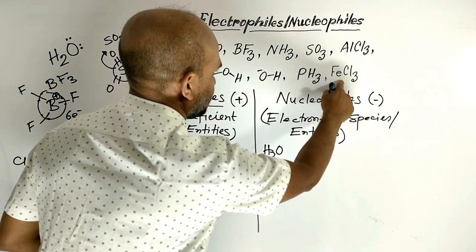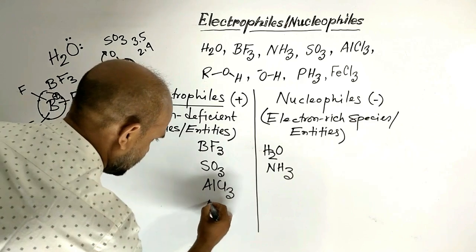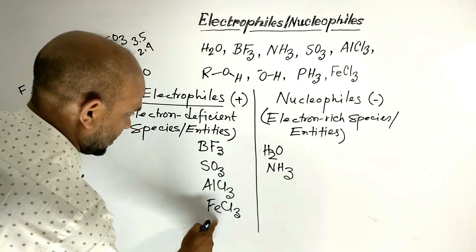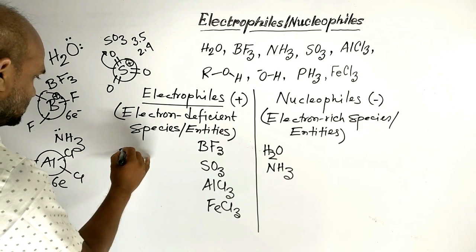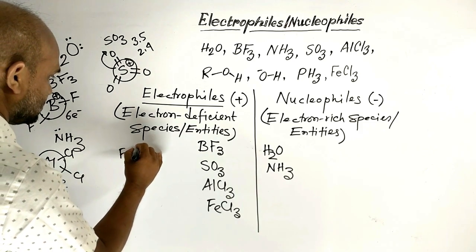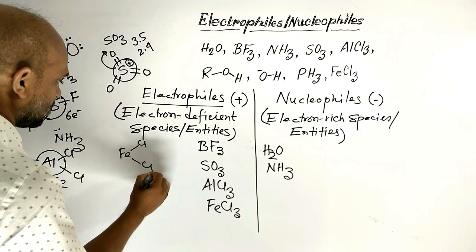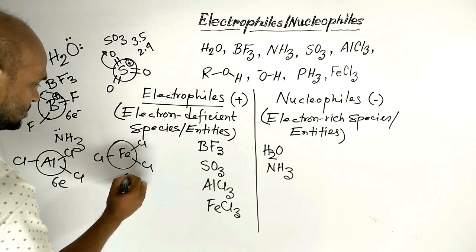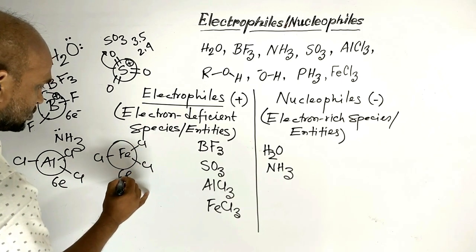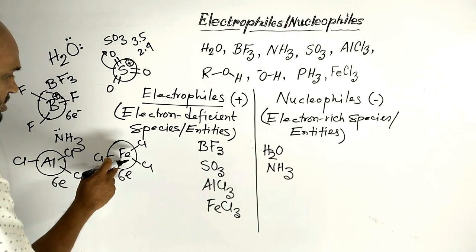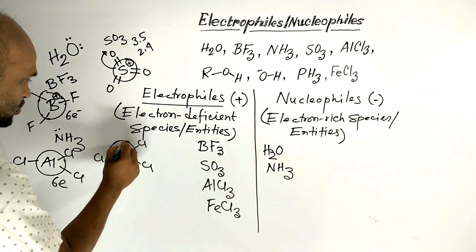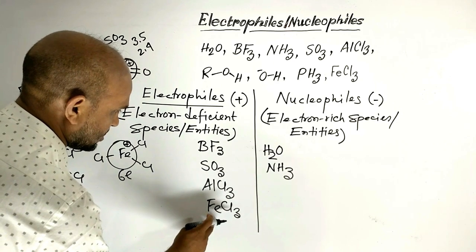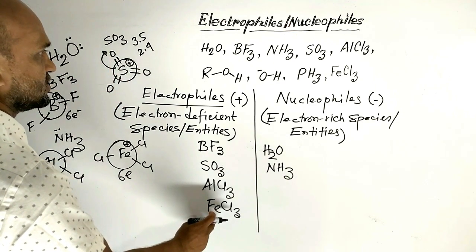From the same point of view, ferric chloride is a kind of electrophile. That is, it is considered a covalent compound. Around iron there are 6 electrons, octet incomplete, positivity appears. So iron 3 chloride is a kind of electrophile.